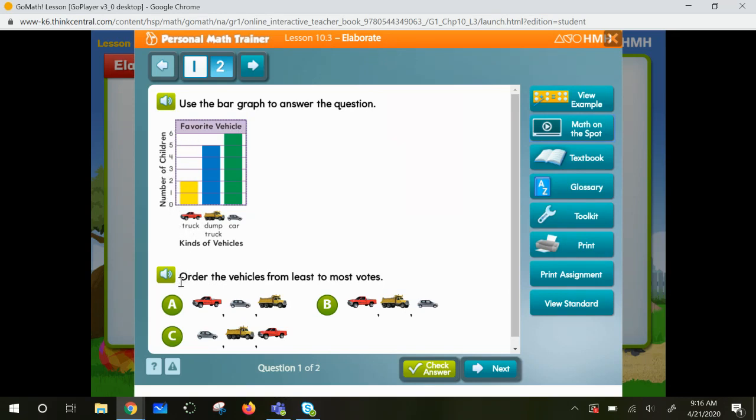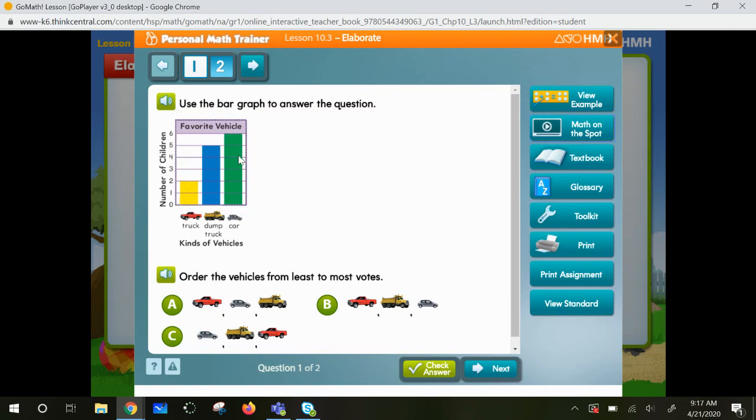So the question says, order the vehicles from the least to the most. Least means the smallest. Most means the biggest. So the smallest amount of votes and the most amount of votes. Well, this has truck, car, dump truck. Now remember, least to most votes. So truck definitely has the least votes, right?